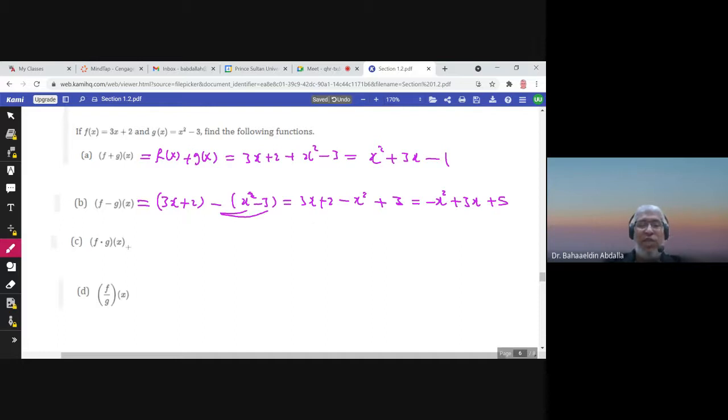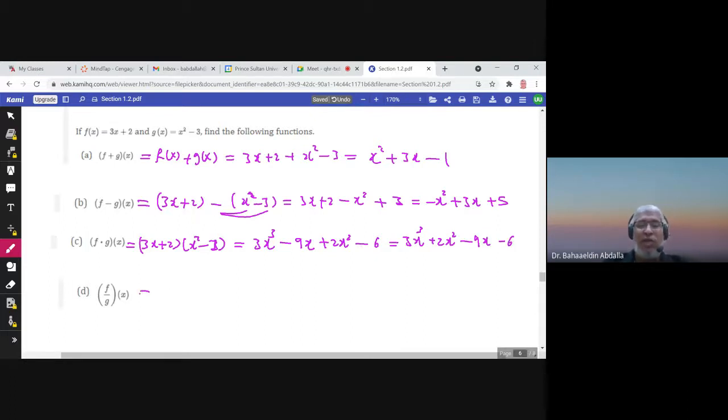F times g is f of x times g of x. So it's 3x plus 2 times x squared minus 3. Now you expand: 3x times x squared is 3x cubed, minus 3x times 3, that's 9x, plus 2 times x squared, and 2 times negative 3 is negative 6. So you can write it in standard form in order like this: 3x cubed plus 2x squared minus 9x minus 6.